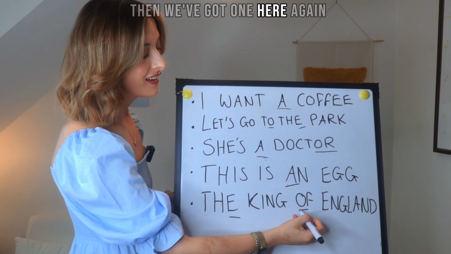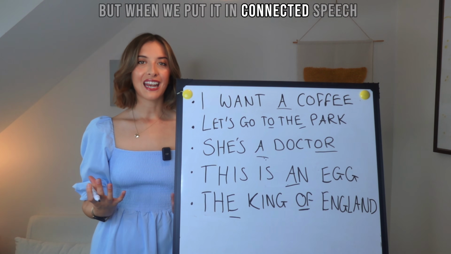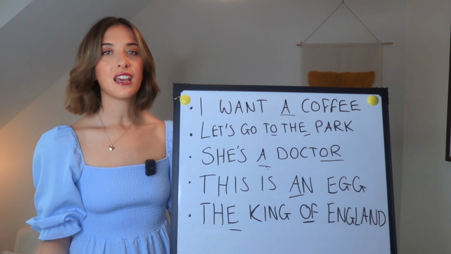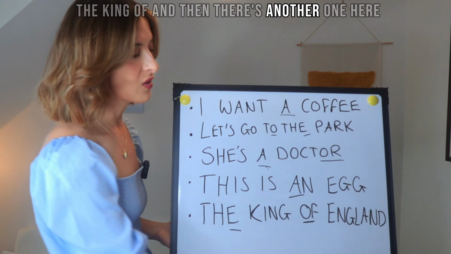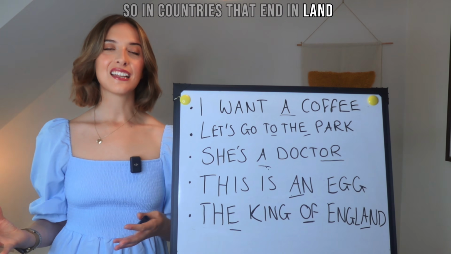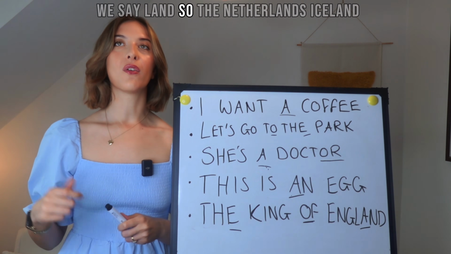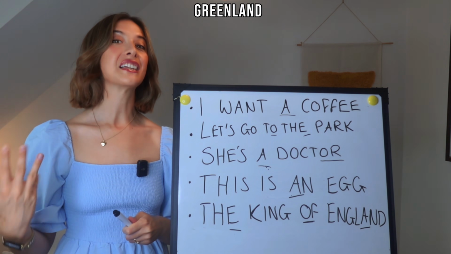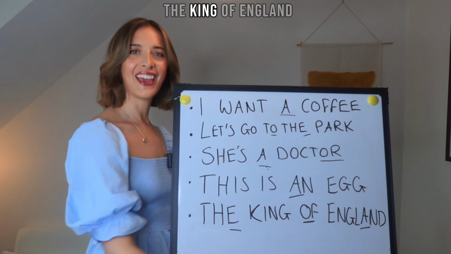Then we've got one here. Again, on its own, that word is "of". But when we put it in connected speech, a lot of the time it becomes "uv", the king of, the king of. And then there's another one here. In countries that end in land, a lot of the time we don't say "land", we say "lund". So the Netherlands, Iceland, Finland, England, Greenland, the king of England.